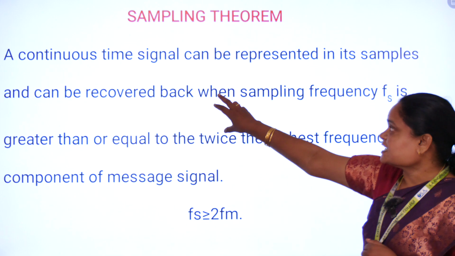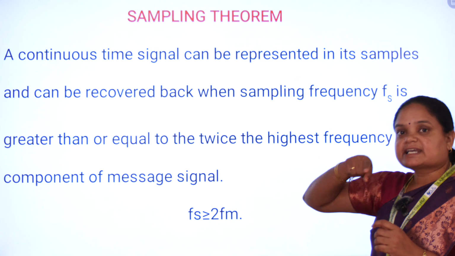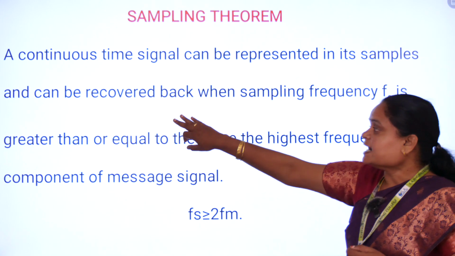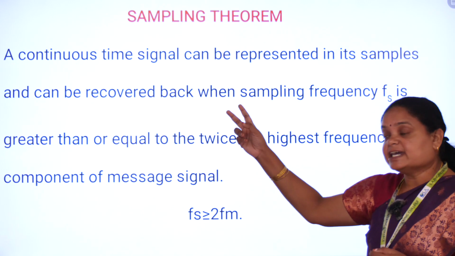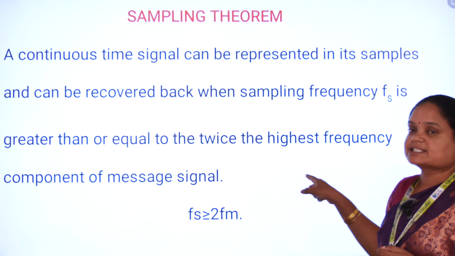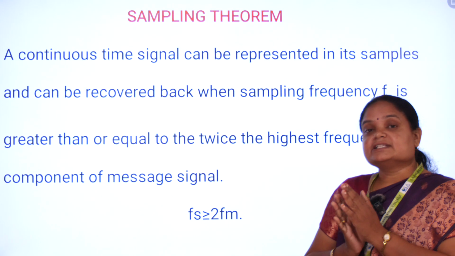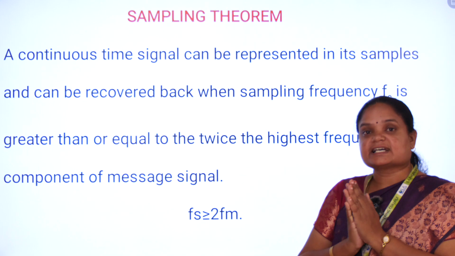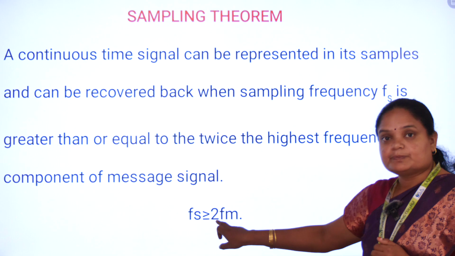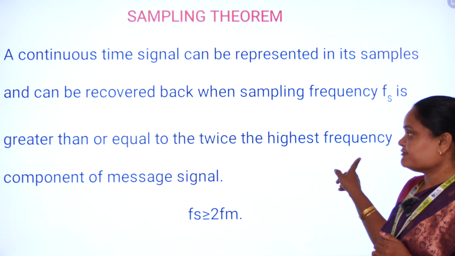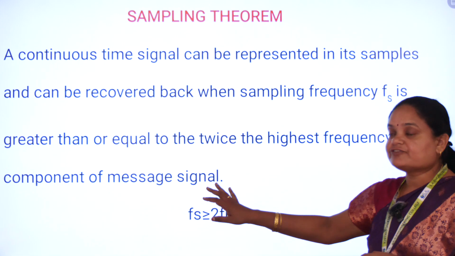So what is a continuous time signal? It can be represented in its samples. A continuous time signal can be represented in samples and can be recovered back when the sampling frequency fs is greater than or equal to twice the highest frequency component of the message signal. One more thing we have to maintain here: the signal is considered as a band limited signal. So fs, the sampling frequency, should be greater than or equal to 2fm, where fm is the maximum frequency, that is, the highest frequency component of the message signal.